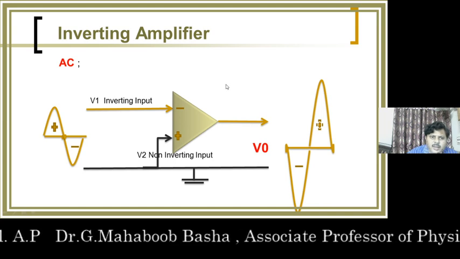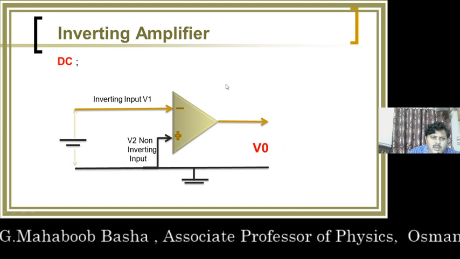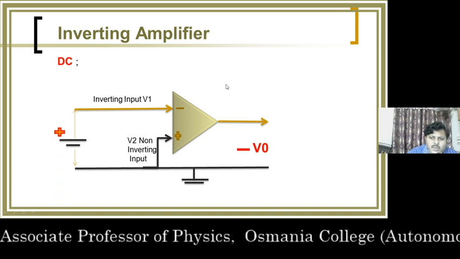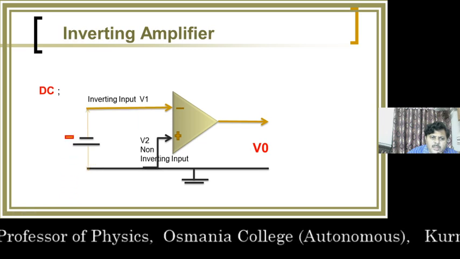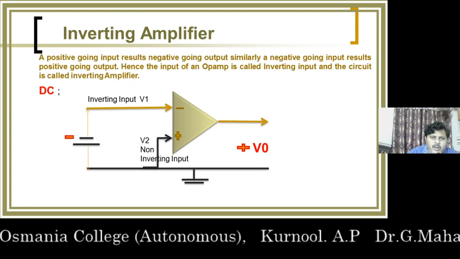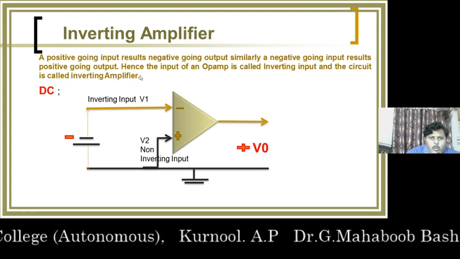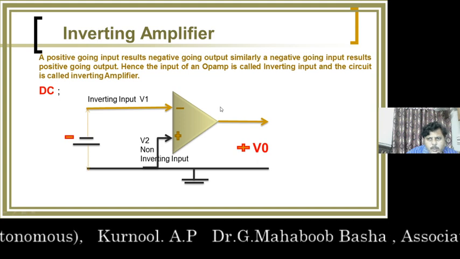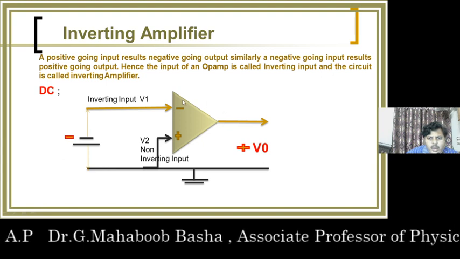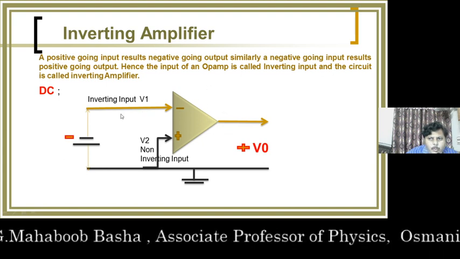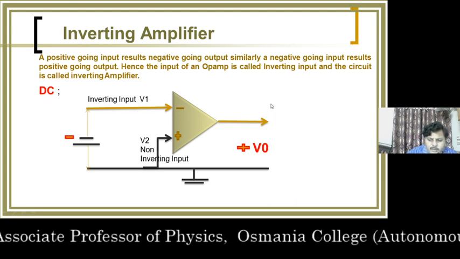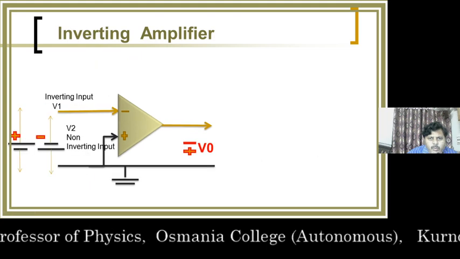Let us see what happens under DC conditions. Under DC conditions, when we apply a positive voltage, we will get a negative DC voltage at the output. For a negative DC voltage, we will get a positive DC voltage at the output. Hence, the inverting amplifier can be defined as one where a positive going input results in a negative going output. Similarly, a negative going input results in a positive going output. Hence, the input of an op-amp is called inverting input and the circuit is called an inverting amplifier. Let us see the output voltage in the inverting amplifier.